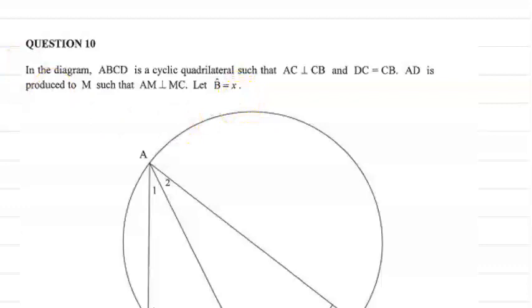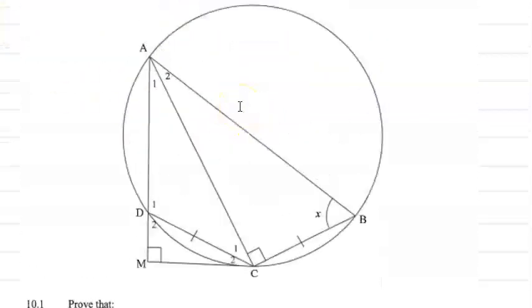Now, when you read a question of this nature, it's important to read it a few times because you need to sift out the important information, like cyclic quadrilateral. If two lines are perpendicular, there's a 90-degree angle between them. DC equals CB and AM equals MC. Let B equal X. So let's go look at the diagram and check whether everything is there.